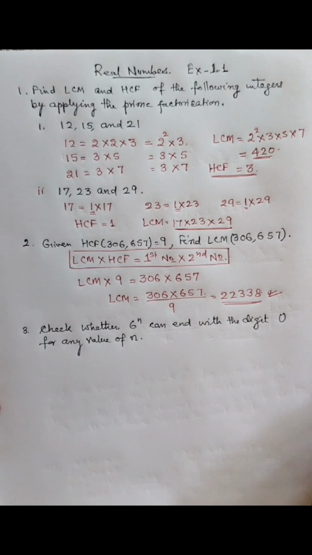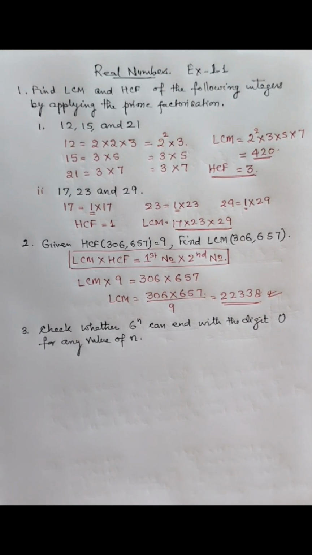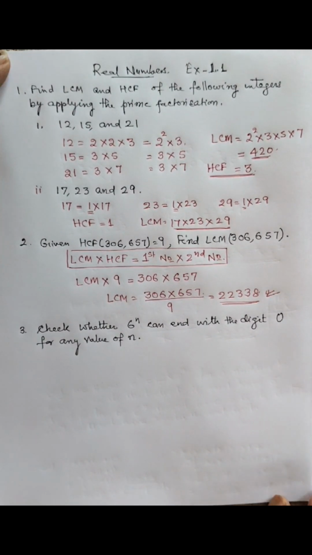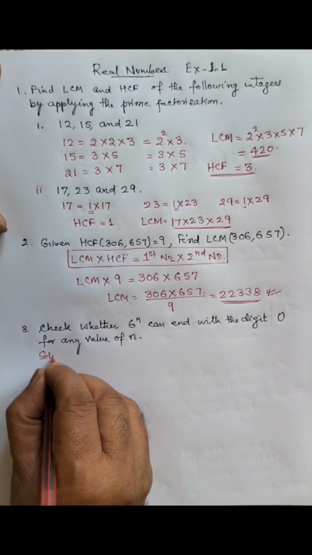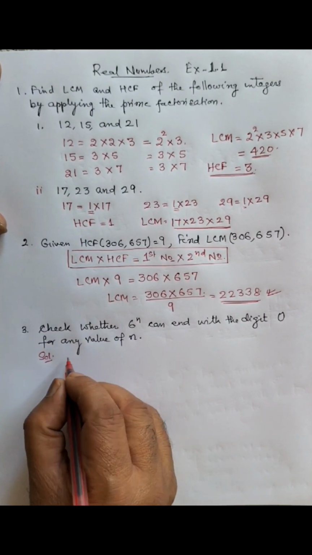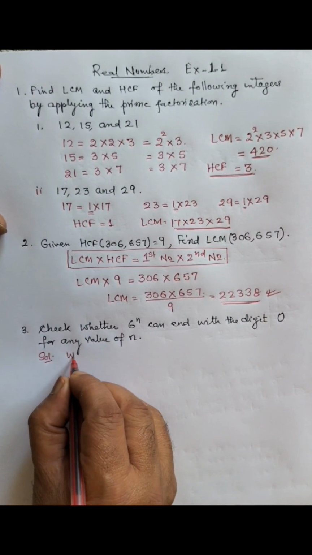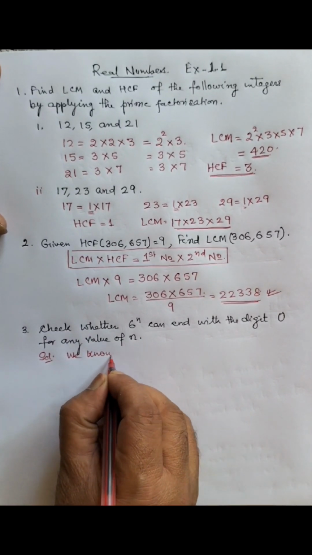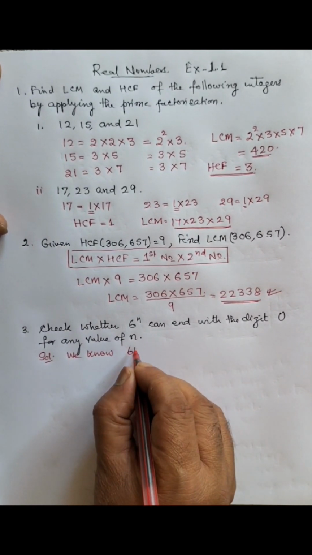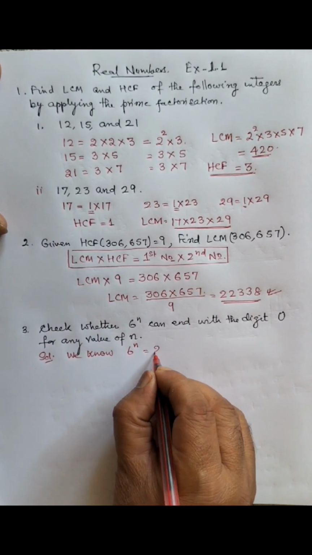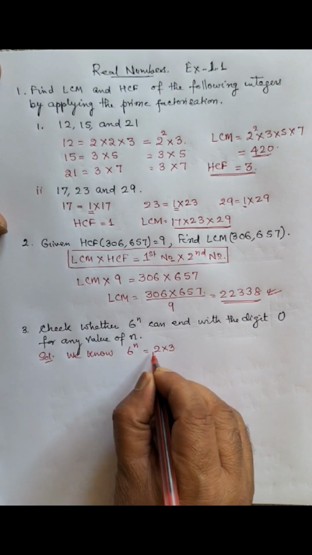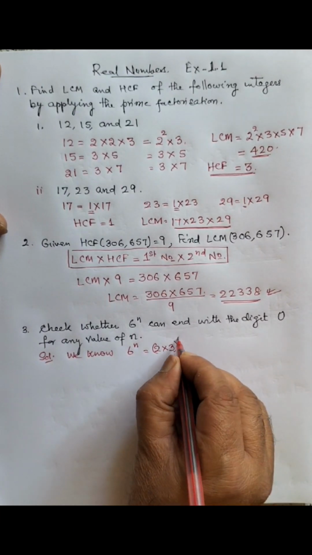Now this is again another important question, and this type of questions are often asked in the exams. When we will see previous year's questions, we will find them again. So let us just discuss its solution. Now we know 6 to the power of n has the factors 2 times 3 to the power of n.